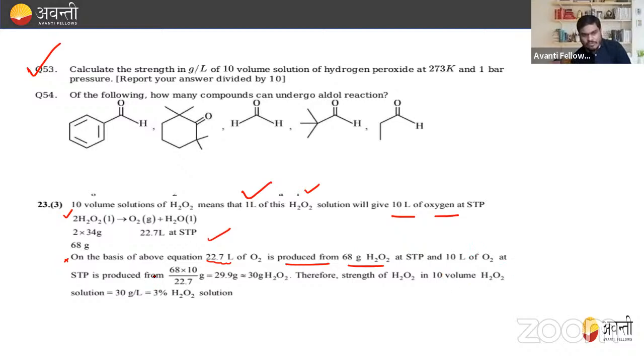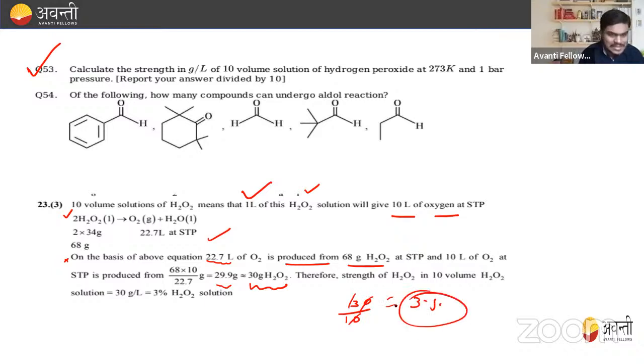For 10 liter of O2 at STP, this produces 29.9, or we say 30 gram of H2O2. Therefore, the strength of H2O2 in 10 volume is 30 gram per liter, but divided by 10, it will become 3, beta. So the final answer is 3%, right? So the final answer is 3% solution, right? So we can write this as 3.